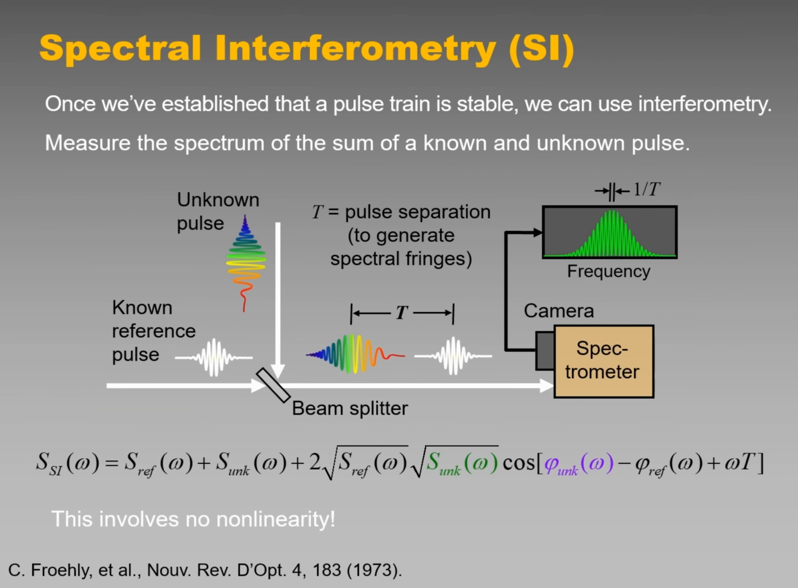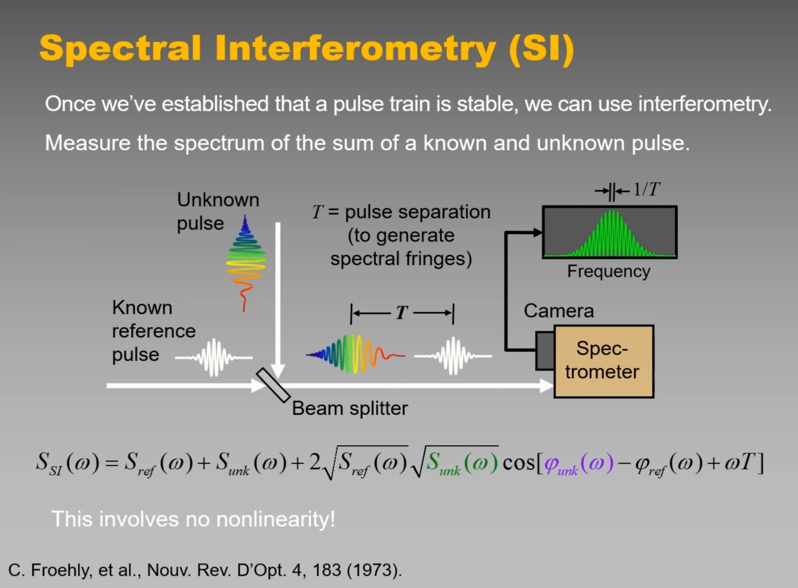I'm telling you only about methods that I know work well. Once we've measured a pulse, we can use it to help us measure another, perhaps more difficult pulse to measure. And a technique that does this is spectral interferometry. It simply involves measuring the spectrum of the sum of a known and unknown pulse, directly yielding the unknown pulse from the cross term in the formula for the spectrum of the sum of the two pulses.